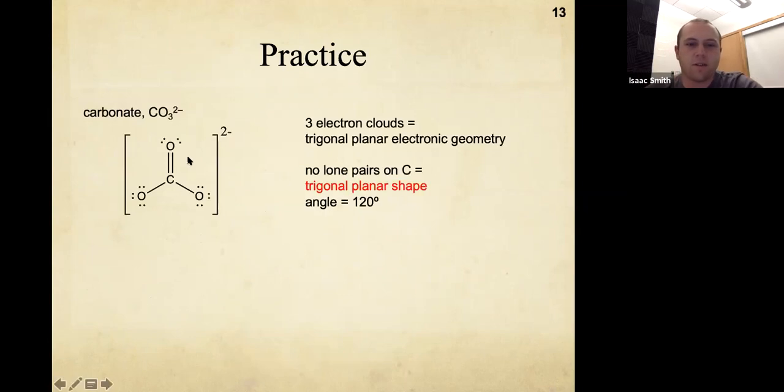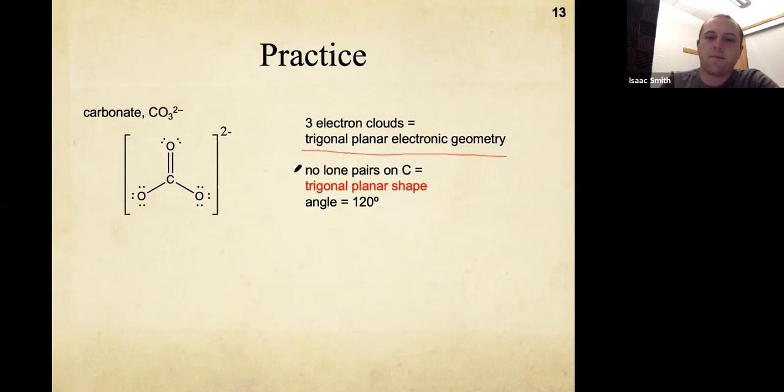Carbonate, draw out the Lewis structure for that. Oh, it gave us all the answers at once. There are 3 electron groups around carbon. This double bond counts as 1 electron group, this single bond is 1, and that one is 1 as well. So 3 electron groups would give us a trigonal planar electron geometry. If we ignore lone pairs, well, there are no lone pairs on the carbon, so the electron geometry and the shape are the same. They're both trigonal planar.